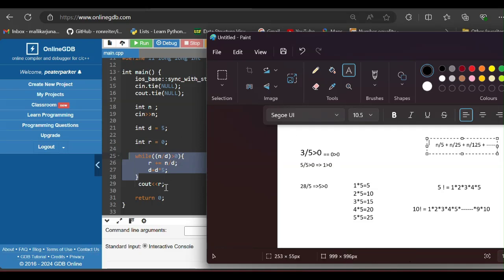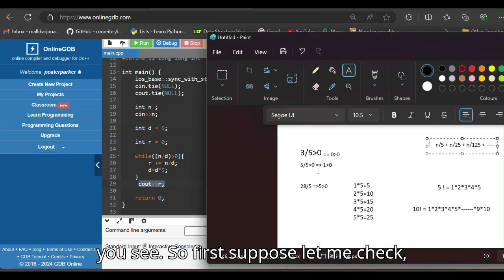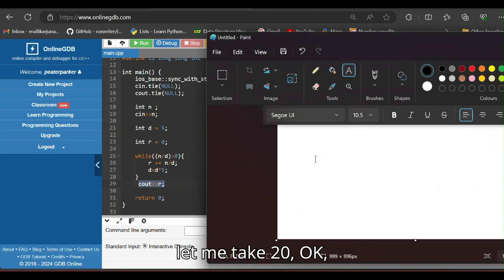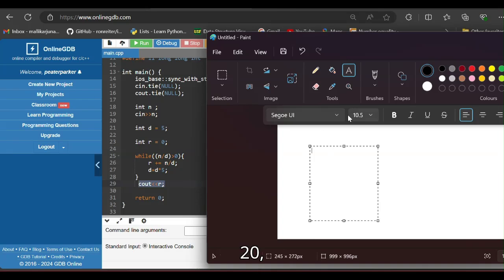prints the result. You see. So suppose, let me check. Let me take 20.